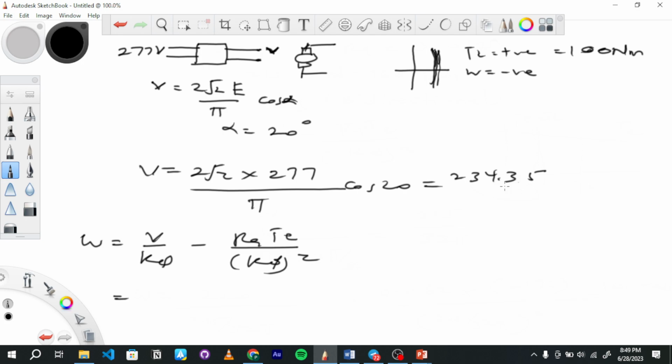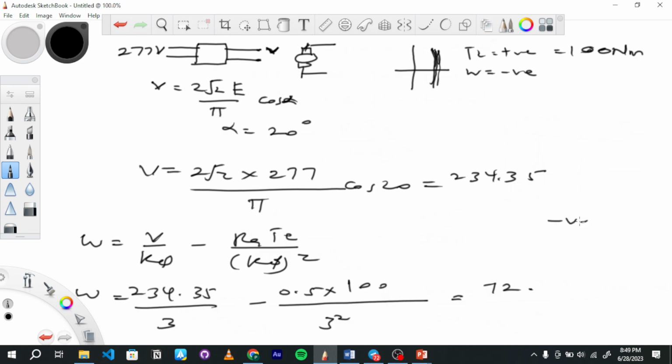You get 72. Now, know that in the downward motion, the speed becomes negative, but torque still remains positive. They said that in the question.